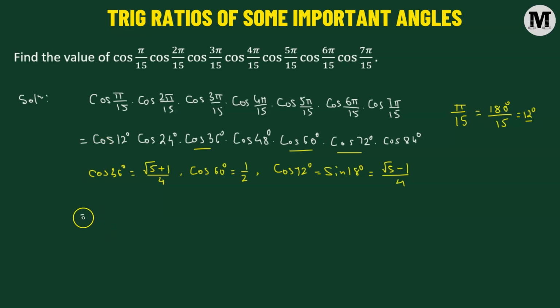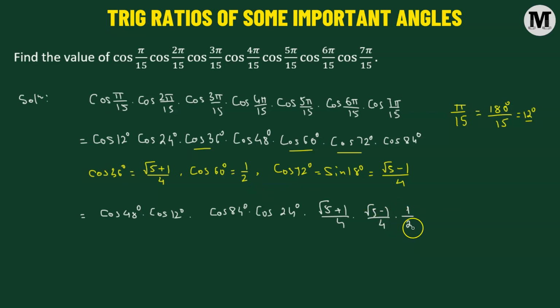What we'll do is take the product of two cosine functions at a time. So let's take cosine of 48 degrees and multiply it with cosine of 12 degrees. This is going to be one product. Then we have cosine of 84 degrees multiplied by cosine of 24 degrees. This is another product, and we have the remaining values: cosine 36, square root of 5 plus 1 over 4, multiplied by cosine 72 degrees, square root of 5 minus 1 over 4, times cosine 60 degrees, which is 1/2.